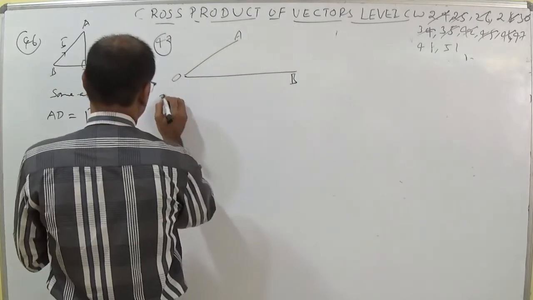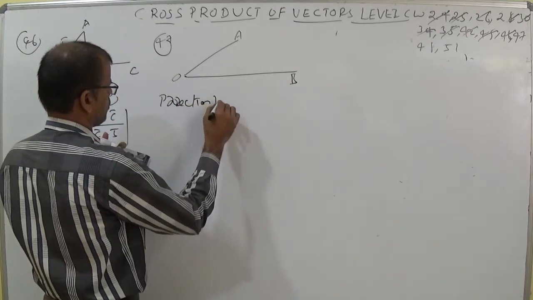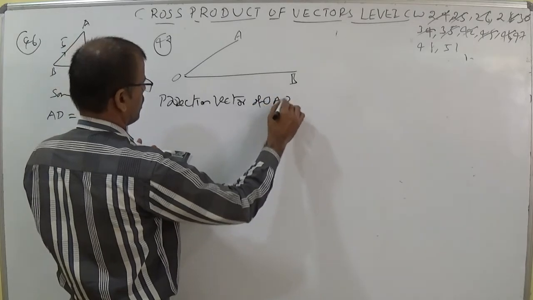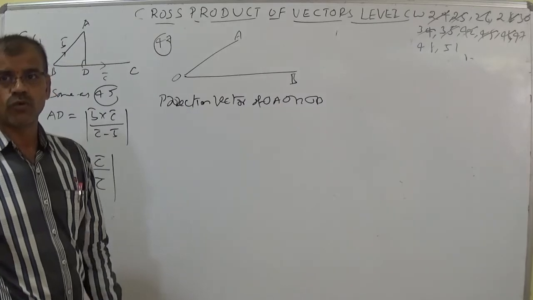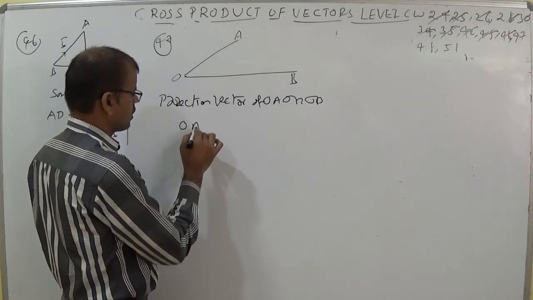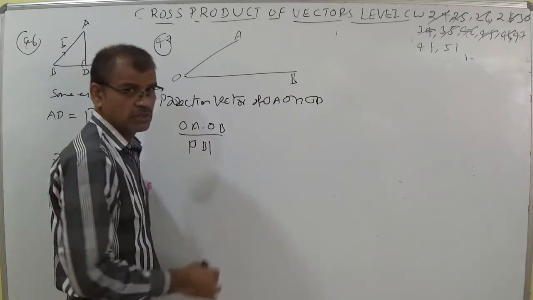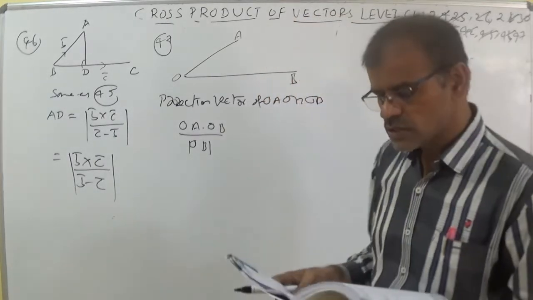What is the projection vector? Let us remember the concept of projection vector. Projection vector of OA on OB is OA dot OB by modulus of OB. This is the projection vector.